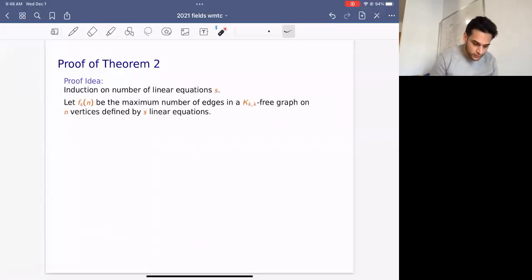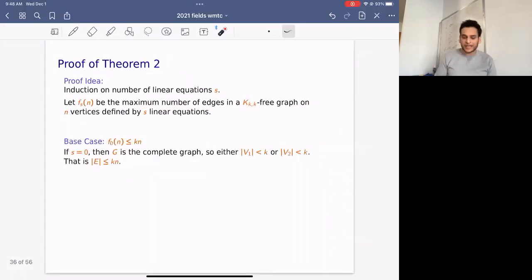So maybe I'll quickly talk about the proof idea. We're going to do induction on the number of linear equations. Again, if you stick to the reals, then things are quite a bit simpler, so that's what I'm going to do. Let f_S(n) be the maximum number of edges in a K_{k,k}-free graph that has n vertices and is defined by S linear equations.